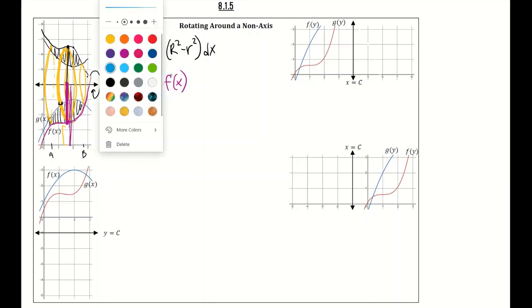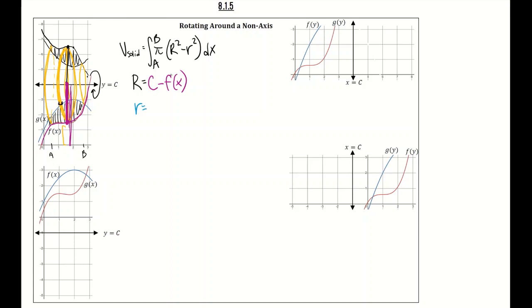Similarly, your little radius is going to be the distance from the center to the inner function. So that distance right here is going to be c minus g of x. So it's still going to be outer function and inner function. So f of x is the outer function. It's the one that's furthest away from the axis. And g of x is the inner function, because this comes from finding the volume of a washer, which is your outer cylinder minus your inner cylinder, or outer disk minus your inner disk.